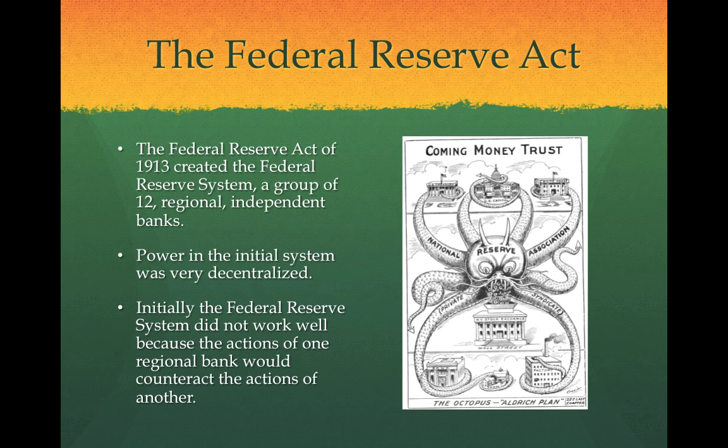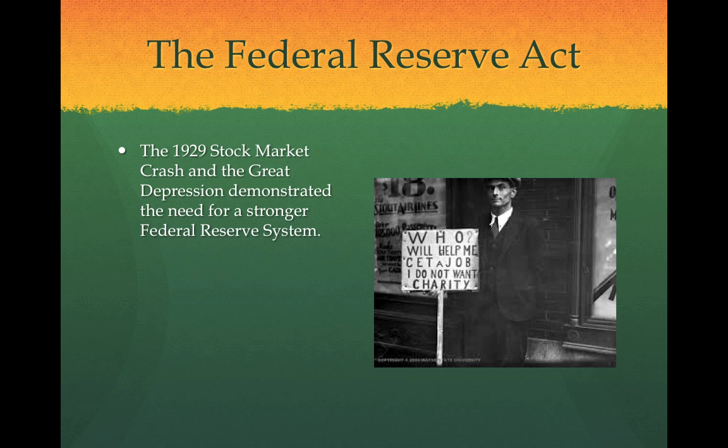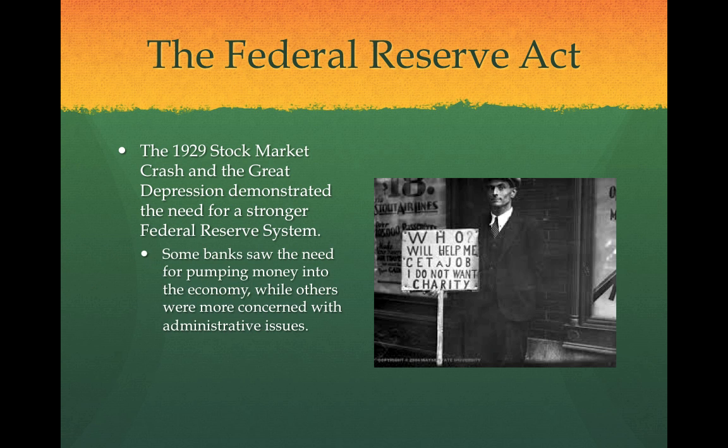And initially, the Federal Reserve System did not work well because bank actions from one region would counteract bank actions from another. Okay, there wasn't sufficient coordination. In 1929, with the stock market crash and the Great Depression, the need for a stronger reserve system became very evident. And some banks saw the need for pumping money into the economy, while others were more concerned with administrative issues. And therefore, the system did not respond to the crisis very effectively, and changes to this system needed to occur.